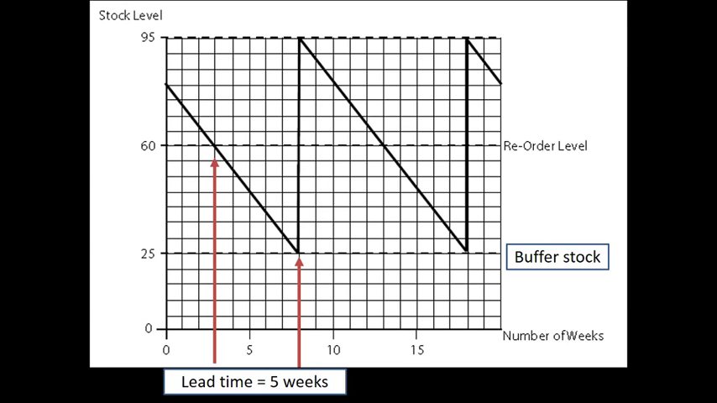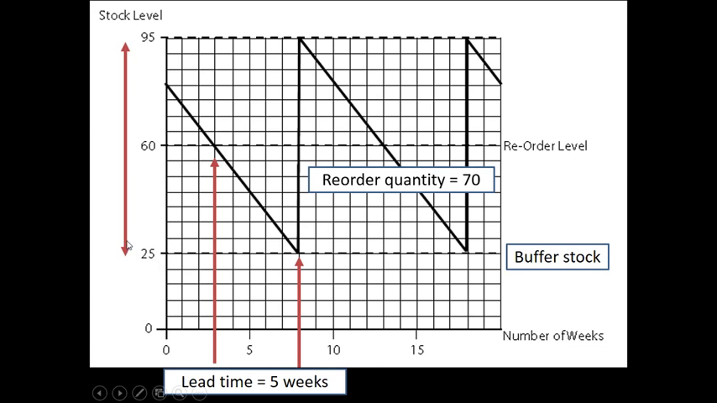The last thing that you need to be aware of is the reorder quantity. So the reorder quantity is simply the difference between the lowest level of stock and the highest level of stock. So in this case, the business gets down to 25 units. They reorder and they get up to 95. 95 minus 25 equals 70. So this business is ordering 70 units at a time, and that is their reorder quantity.